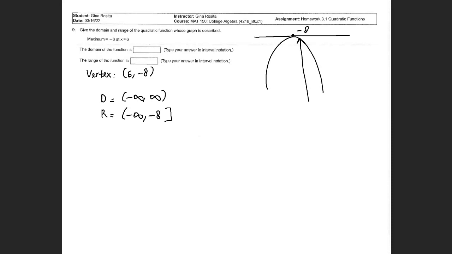Now number 10. Sorry, we just did number 9. Write an equation in standard form of the parabola that has the same shape as the graph of f of x equals 4x squared, but with 3, 8 as the vertex. So this is g of x, and we have to find that one.